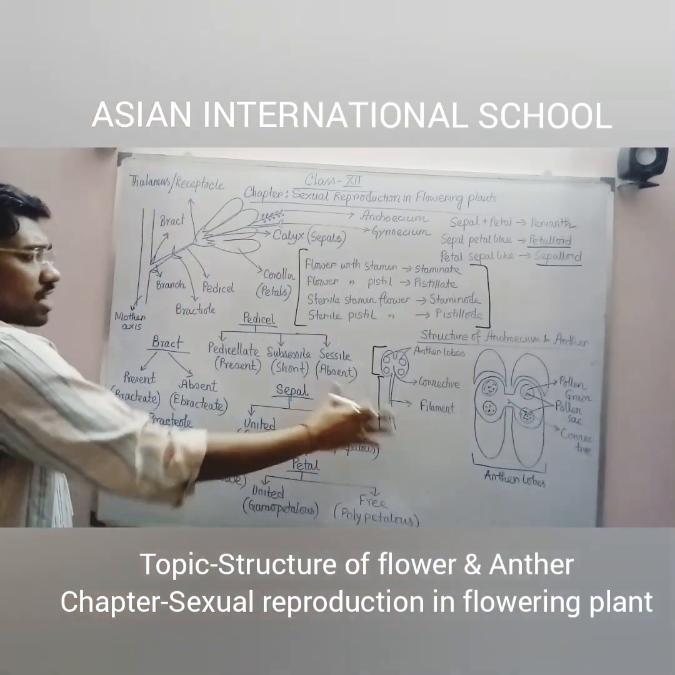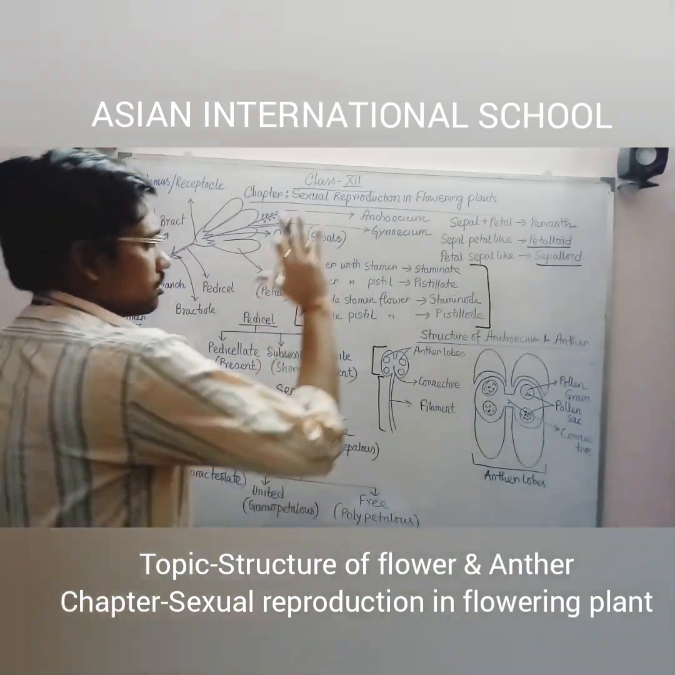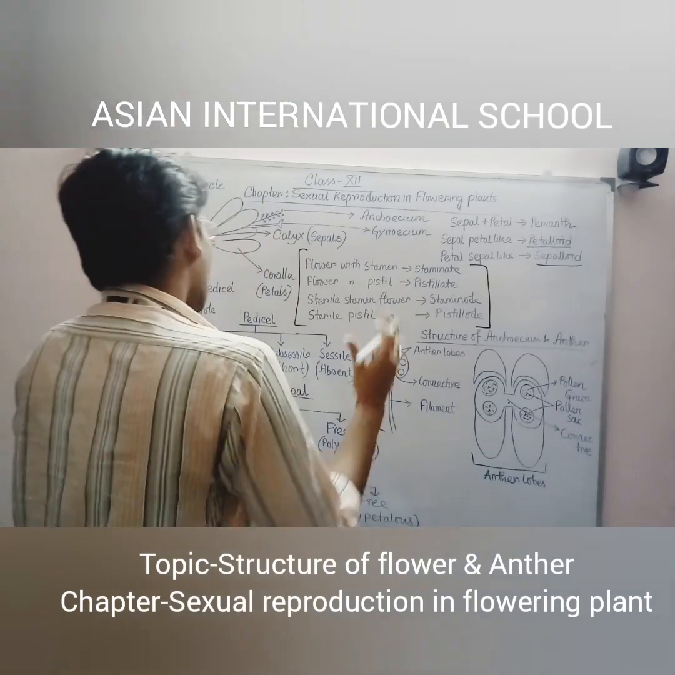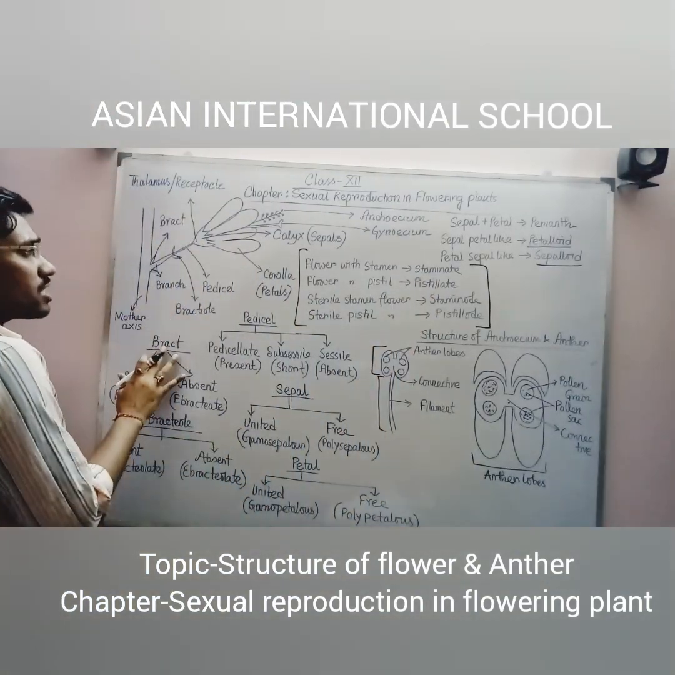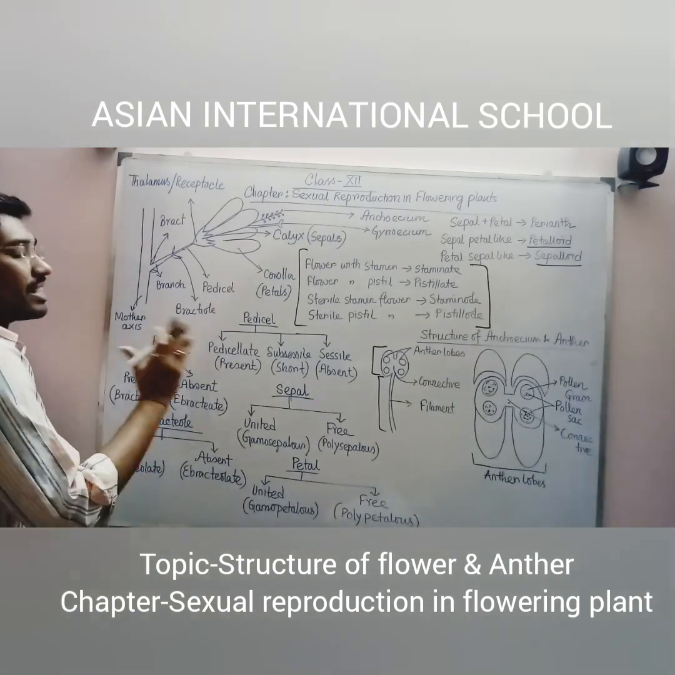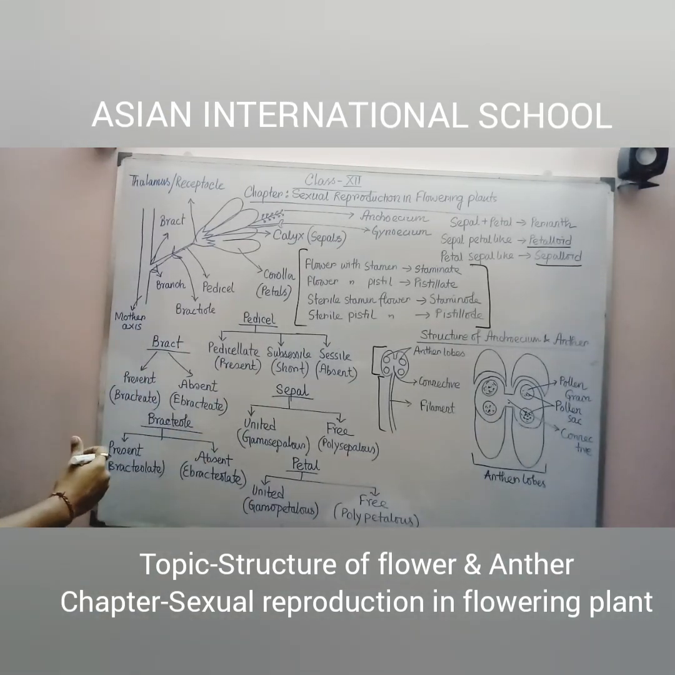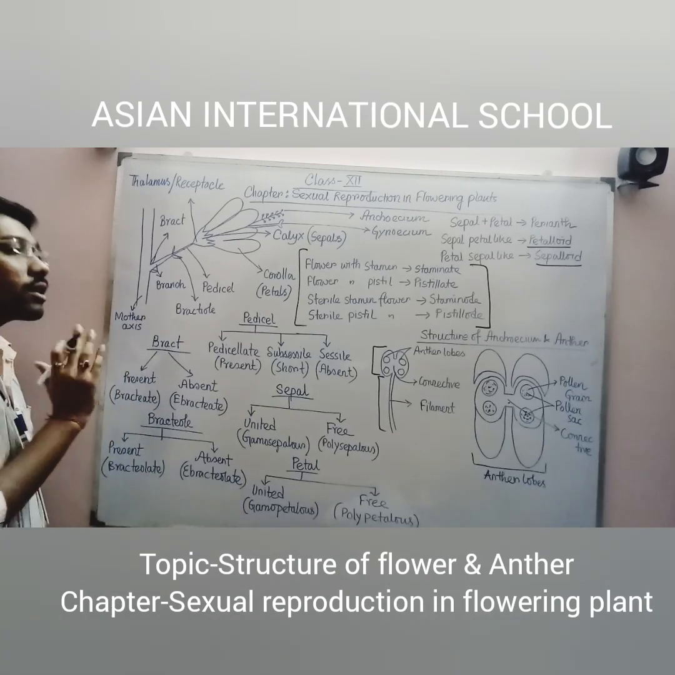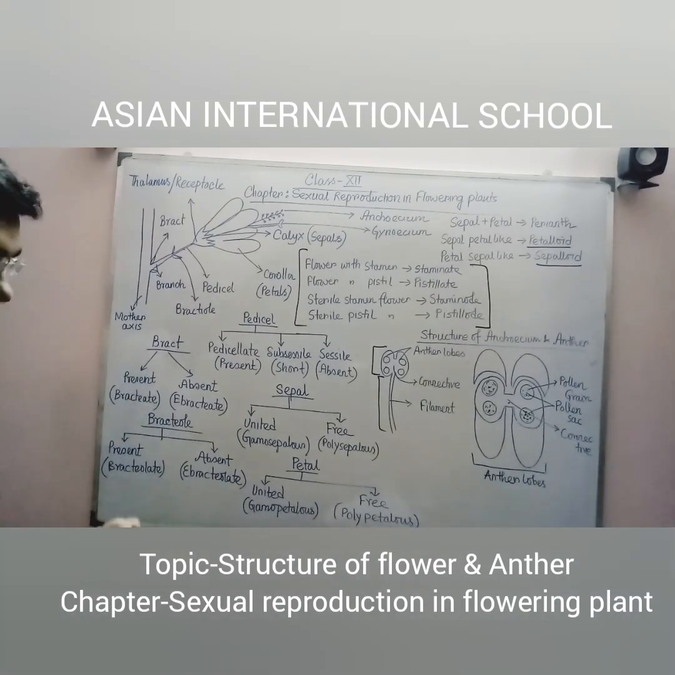About the male reproductive part I have discussed here. Female reproductive part I will be discussing in the next videos. Next I have talked about if the bract is present, what should be the type of flower. If it is absent, what should be the type of flower. Bracteate and ebracteate. In case of bracteole also same thing. If it is present, then it is known as bracteolate. If it is absent, ebracteolate.